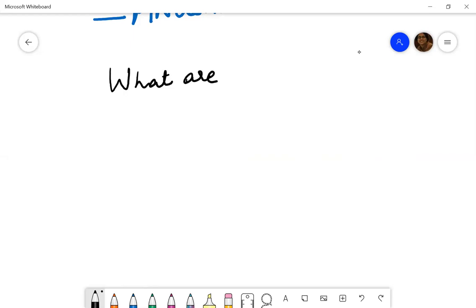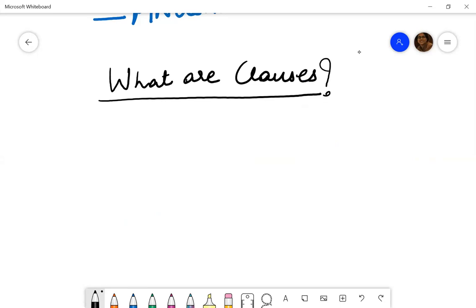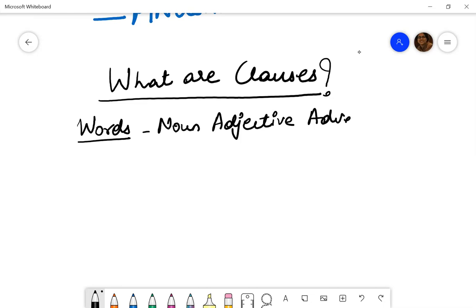Clauses are basically a chunk of words that have a verb in them and that have a function. So one of the first things in order to understand what clauses are is to refresh your memory into understanding what words are. So you have noun, you have adjective, adverb, verb, right?